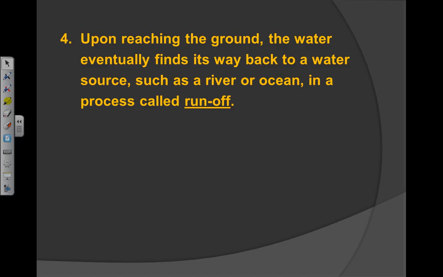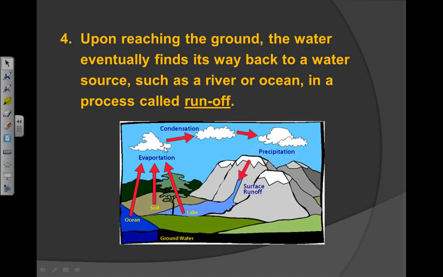Number 4, upon reaching the ground, the water eventually finds its way back to a water source, such as a river or ocean, in a process called runoff. So here's our evaporation. It then condenses back into a liquid and forms clouds. Once the water droplets start clumping together, they're too heavy, and so they fall to the ground as precipitation, and then they have runoff where they start collecting in lower places like rivers, lakes, and eventually they run out into the ocean, and it starts all over.